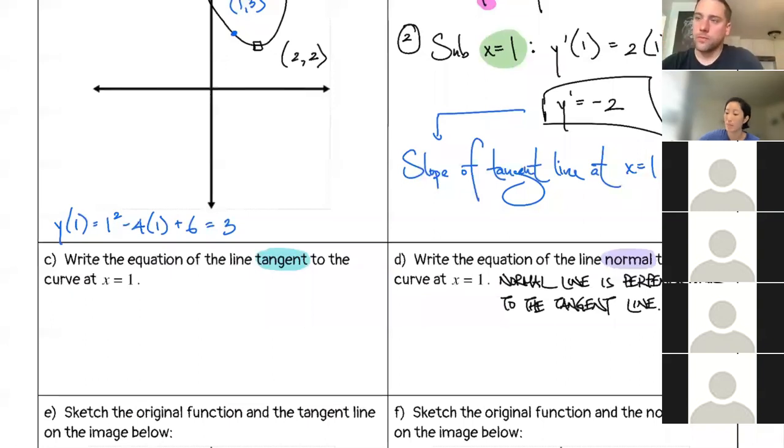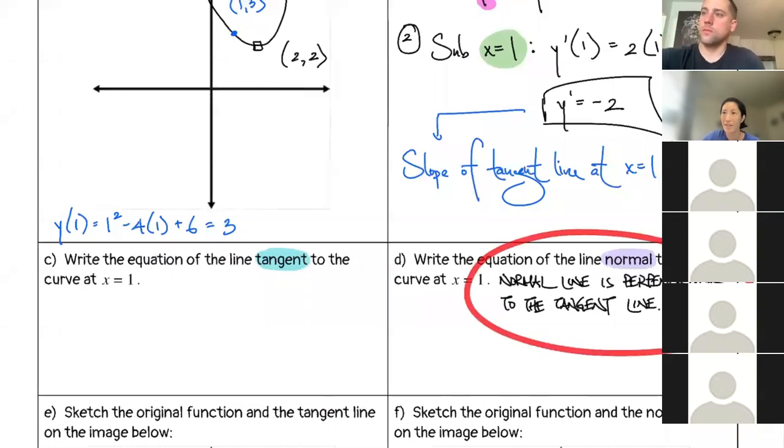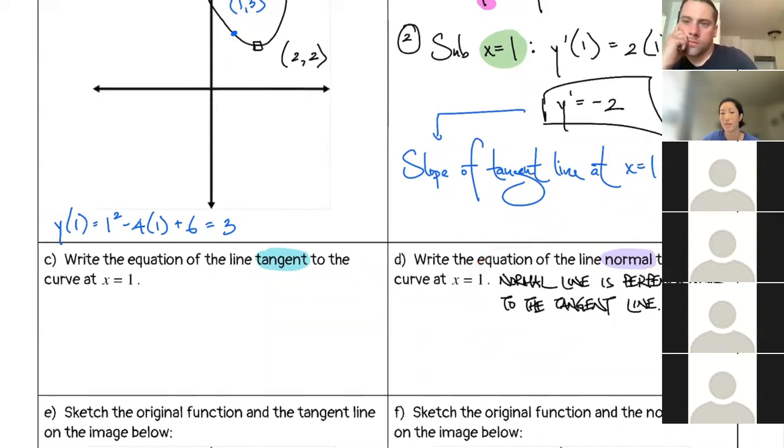Good, good. It's going to be pi. Okay. And how do we know that? We can see here that the normal line is perpendicular to the tangent line. Okay. So it's a line that is perpendicular to the tangent line.